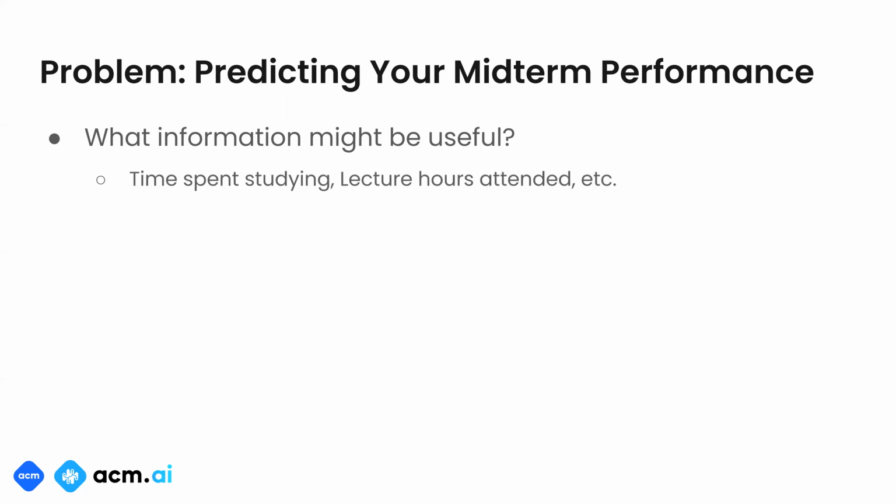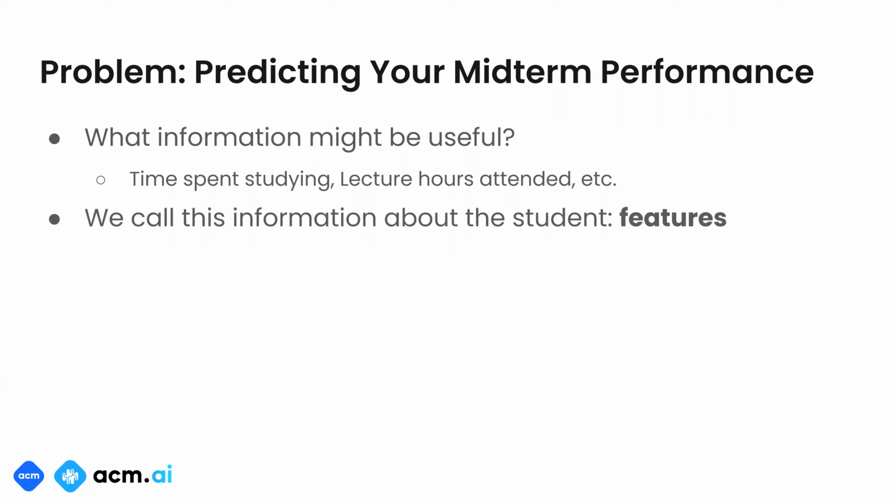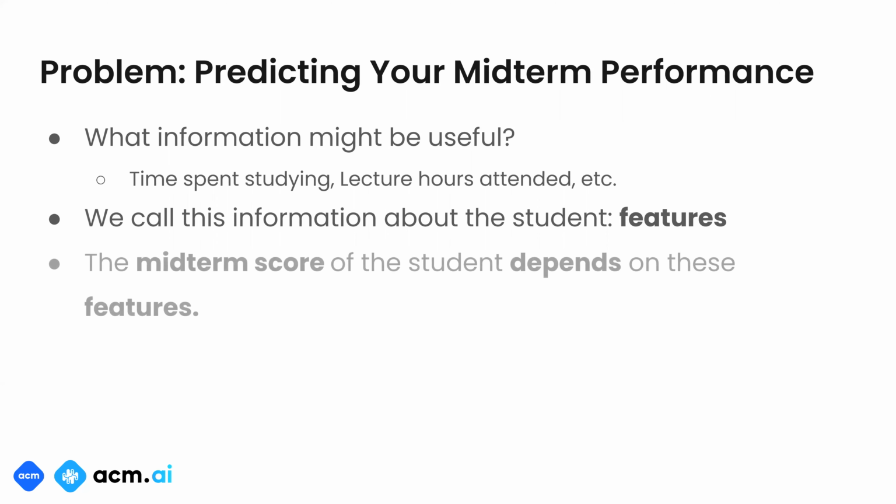So exactly, things like time spent studying, lecture hours attended, all those features you guys listed are really important to try to figure out exactly what your midterm score might be. And again, these are called features. This is information, data that we have about the student or the data point we're looking at that might help us determine what their output score would be. On the contrary, on the opposite end of the spectrum, midterm score, kind of flipping this around, is what depends on these features. So more sleep might mean a better score, or less time studying might mean a worse grade.